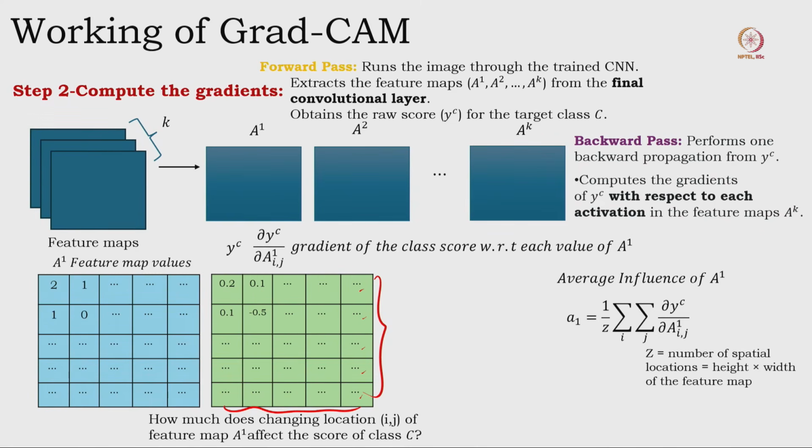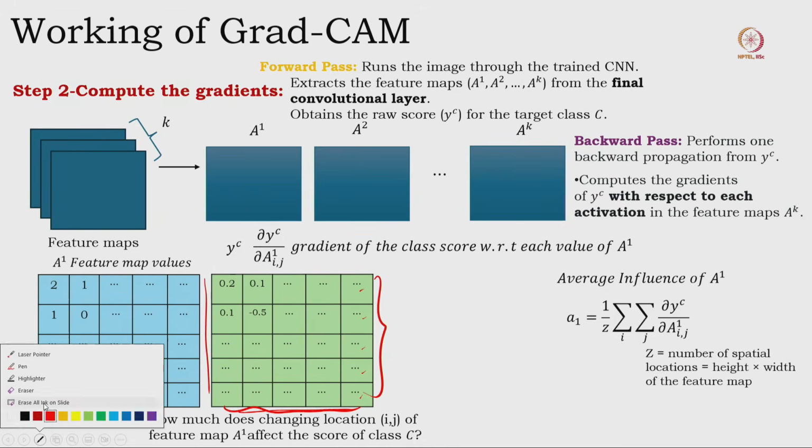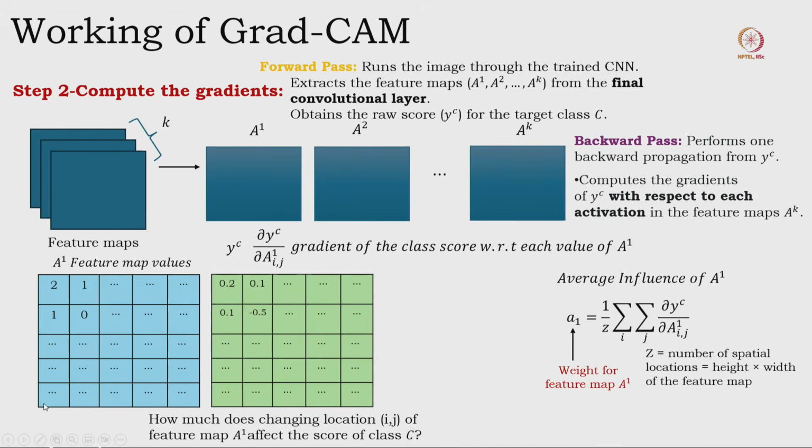Now, what exactly is this Z? Z is height times width. What is the height of this? What is the width? That will give us the number of elements that are present. So, we are going to get the weights of it. We are computing A1. So, what is A1 here? The weight of the feature map A1. So, what does this weight tell? How important this feature map is for the class output.